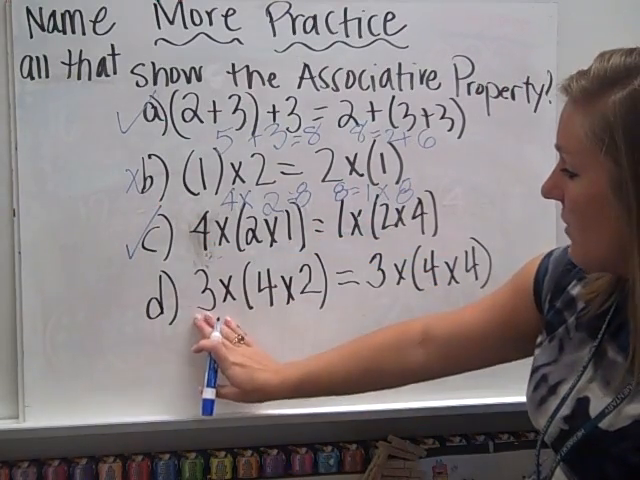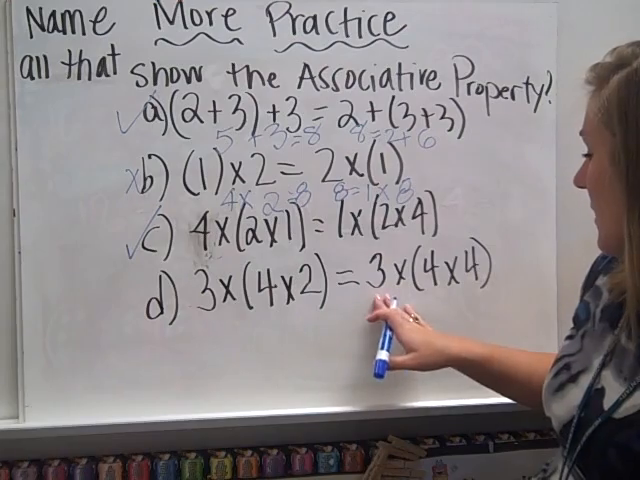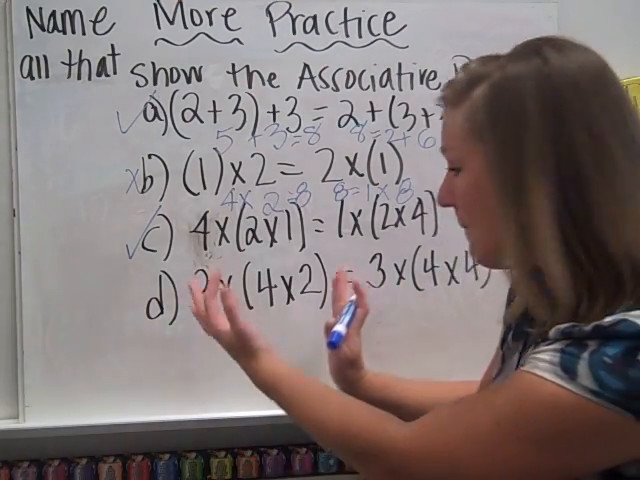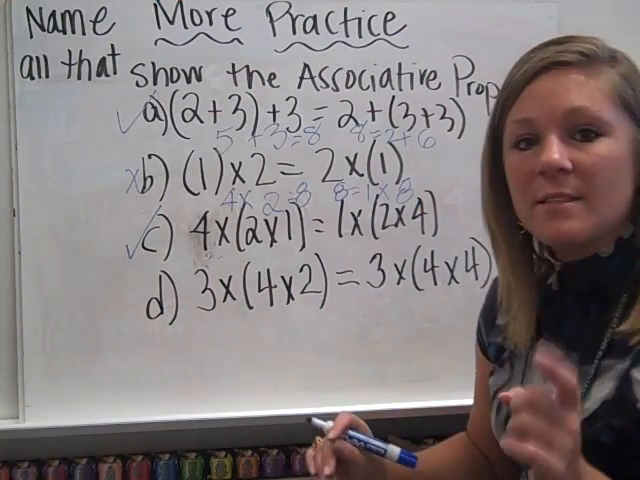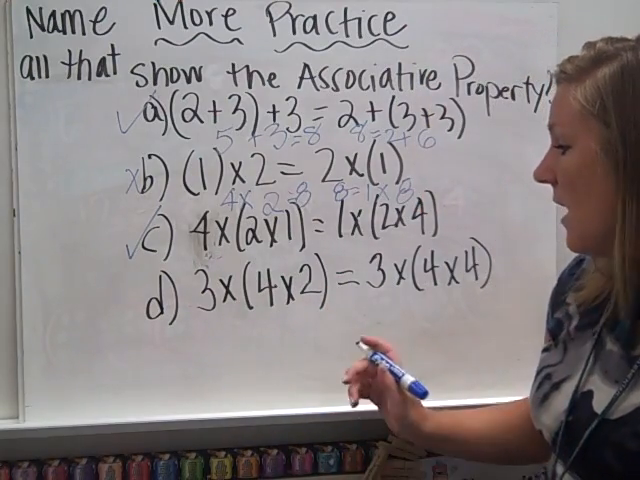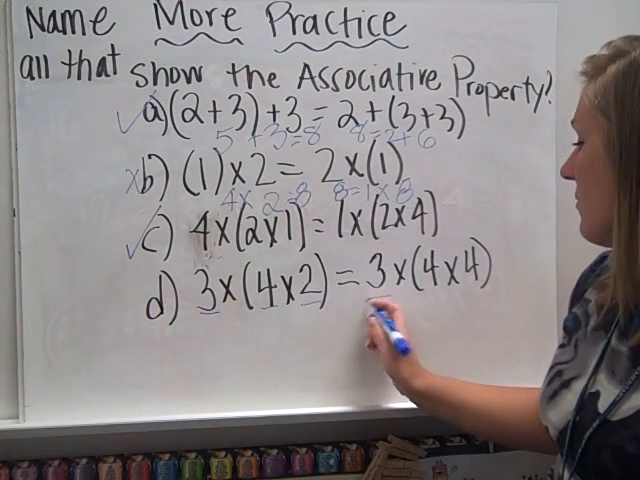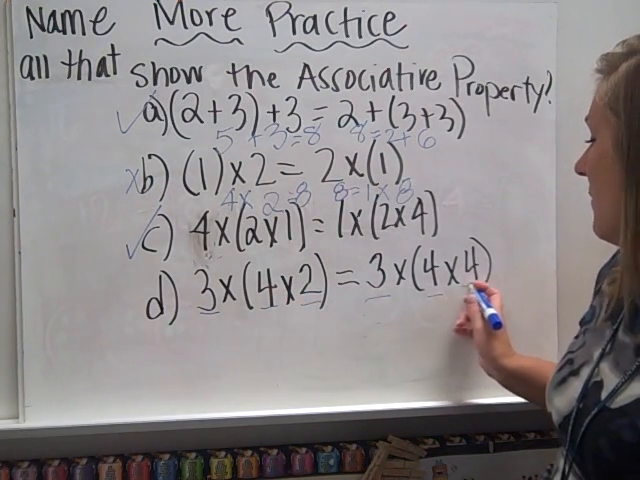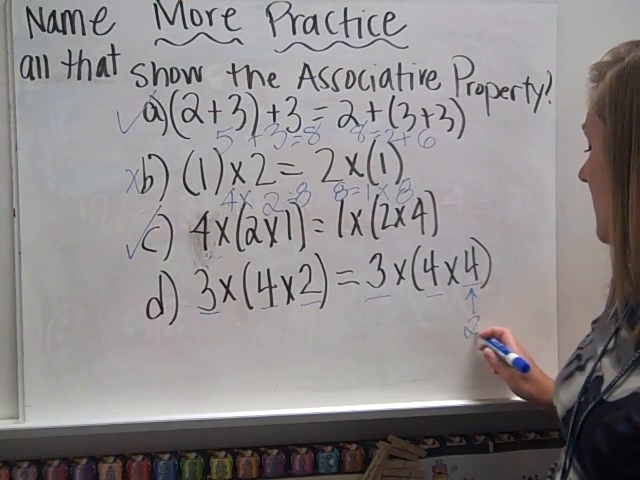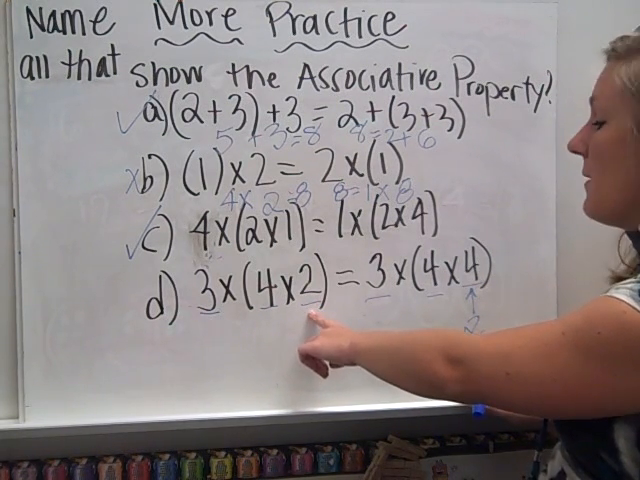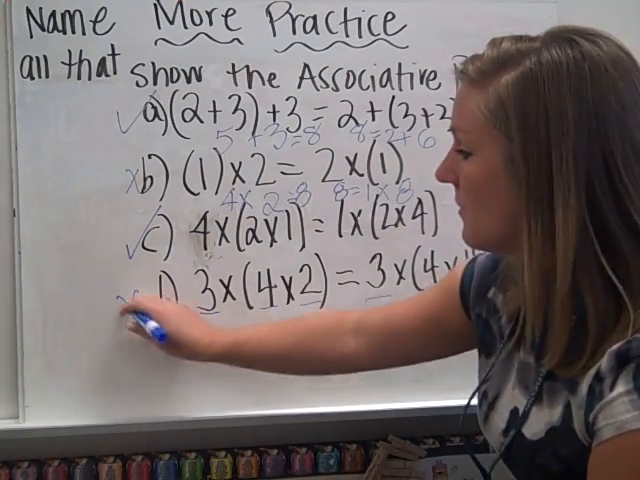Okay, down here I have 3 times 4 times 2 and 3 times 4 times 4. Now while I have 3 numbers and I am using parentheses, this is not the associative property because notice I have 3, 4, and 2, and then I have 3, 4, and 4. This number would have to be a 2 in order for this to be an example of the associative property. Okay? So no.